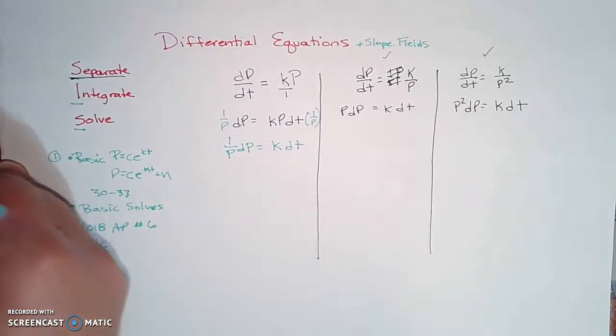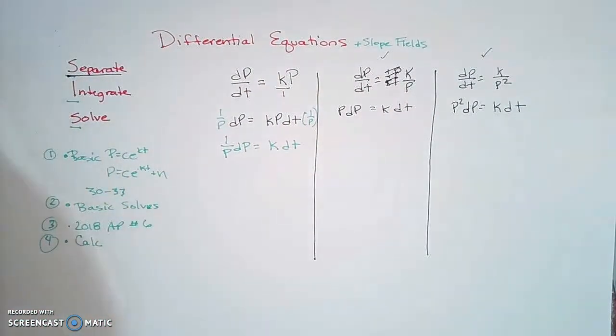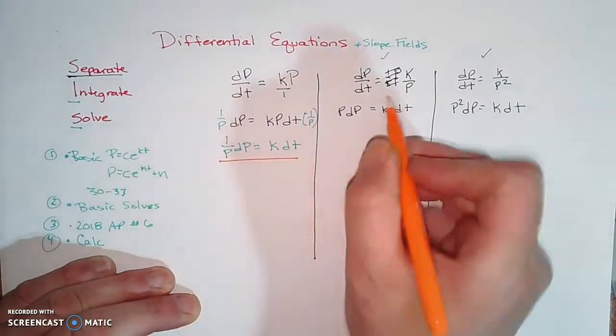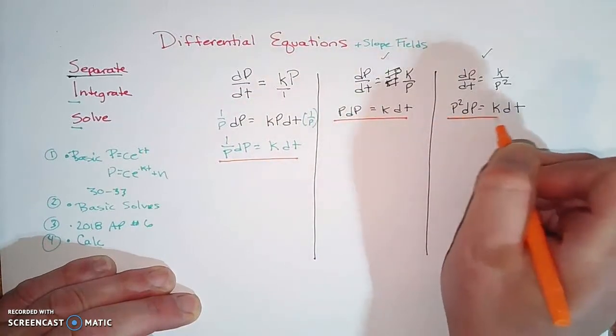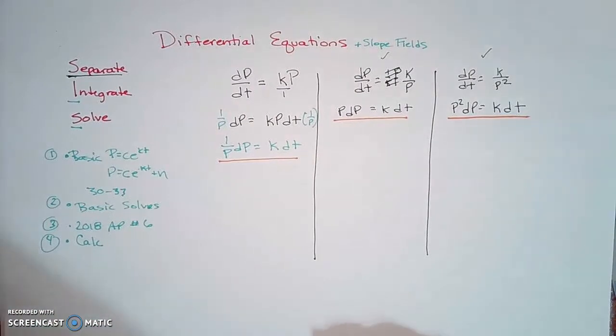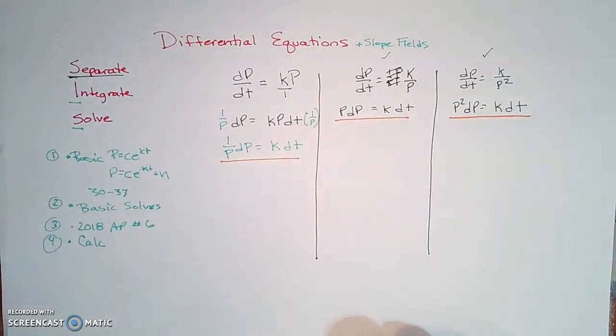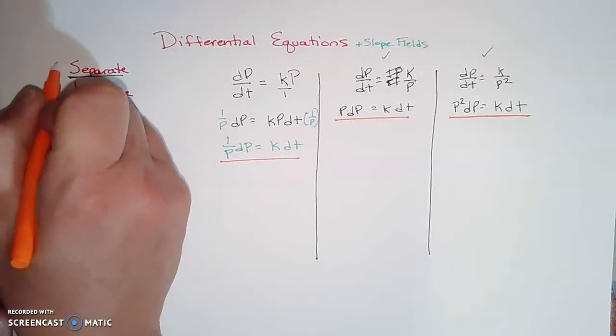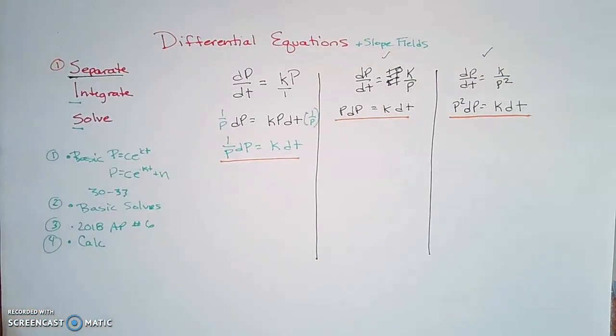You can see at this point, and I'll underline them in orange, I have separated the p's and dP's to one side, and I have separated the t's, which are none of it here, usually there aren't, and dt's to the other side of the problem. Now that I've done my first step, which is separate, I'm going to end up integrating both sides of the equation. Let's do that with red.